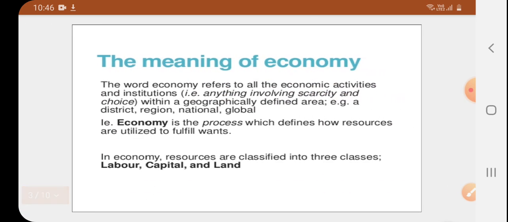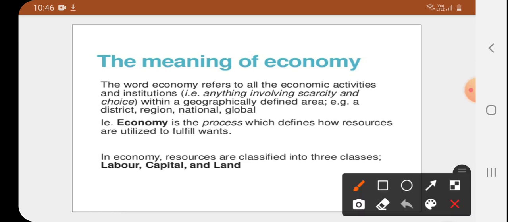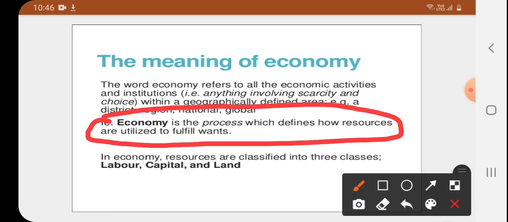So let's understand the meaning of economy. The word economy refers to all the economic activities and the institutions. That means anything involving scarcity and choice within a geographically defined area. Okay, for example, a district, region, national or global area. So the area in which all the economic activities and institutions are involved, that is our economy. That is, economy is the process which defines how resources are utilized to fulfill wants. Please look properly. Economy is the process which defines how resources are utilized to fulfill wants. Okay.